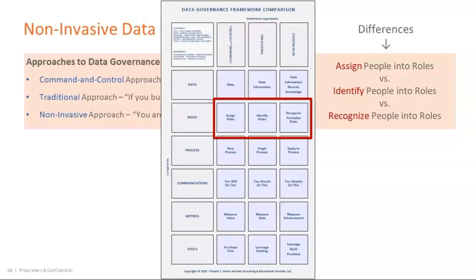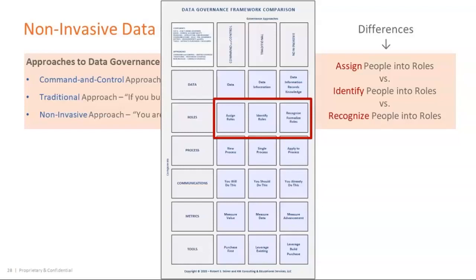which is in the command and control approach, we're going to assign people into roles. And I think from what John had said earlier and what Chris and Michael had said, we recognize that we don't really need to assign people because they're already doing it. What we need to do is help them to understand what role they play.